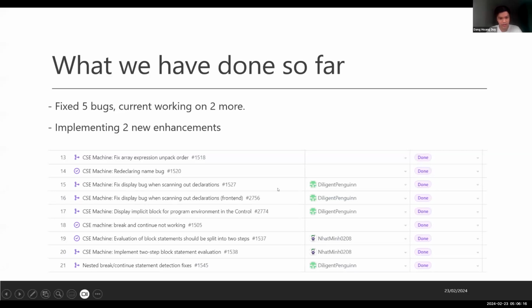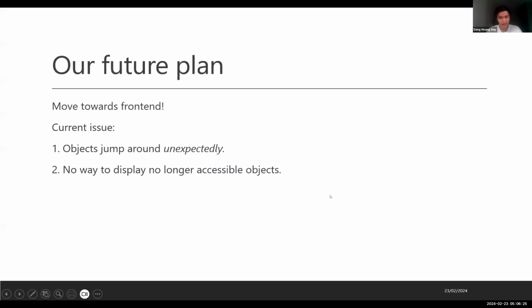As you can see here, this is the list of everything that we have done so far, but they are not very interesting. So I'm going to skip this part and talk about our future plan, which I think is more interesting. Currently we have fixed most of the known bugs in the CSE machine. In the future, we would like to move towards the front end more.